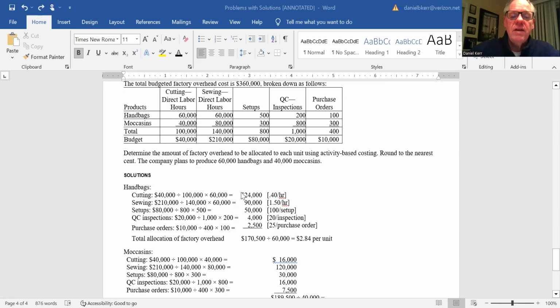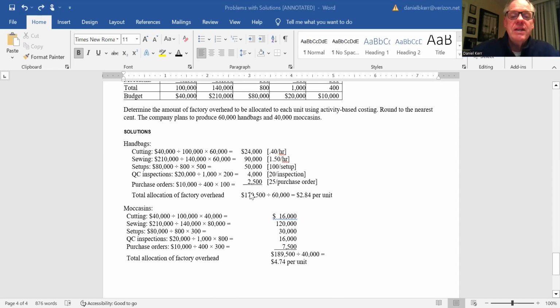So you had to get the overhead rate, and you use that overhead rate based on the various volumes here. So for cutting, it's labor hours. For sewing, it's labor hours. For setups, it's the actual number of setups. For quality inspections, it's the actual number of inspections. And for purchase orders, it's the actual number of purchase orders. So that's how we got 170,500. That's how we got 189,500. Okay, so I hope you found that useful.